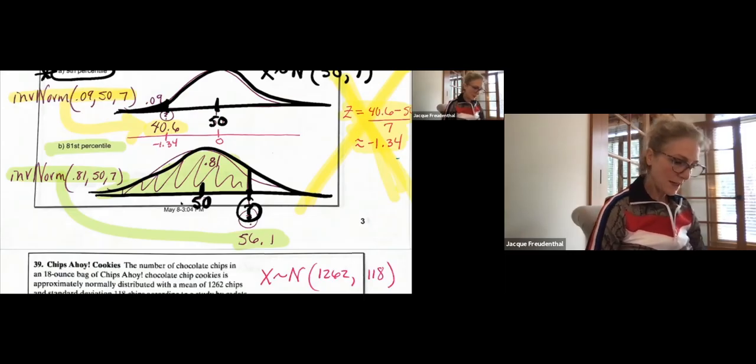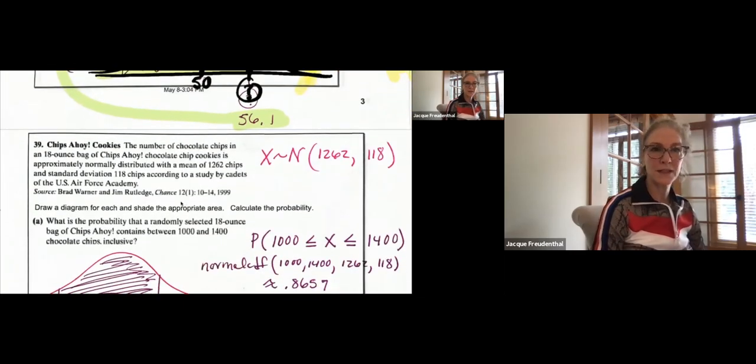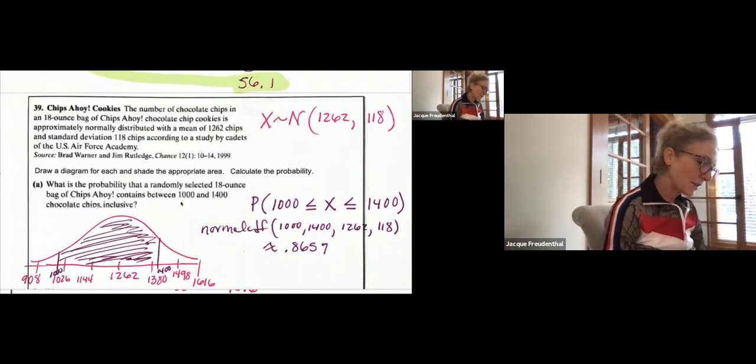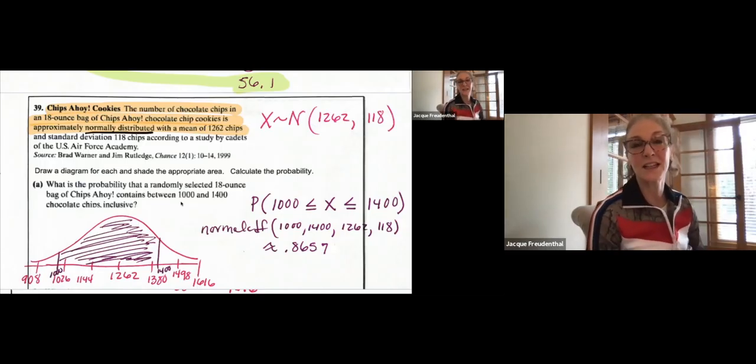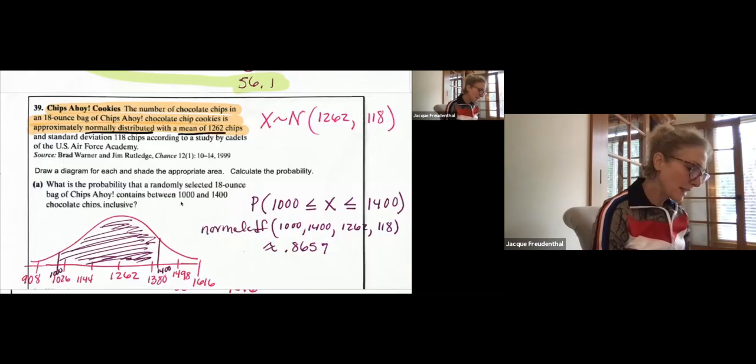Okay, we're going to go on to the next slide, and I'm going to do this one with the calculator, and then I'm going to do the rest of them on StatCrunch. So this is the last one I'm going to do on the calculator. So let's just read the paragraph. Chips Ahoy cookies, the number of chips in the 18-ounce bags of Chips Ahoy chocolate chip cookies is approximately normally distributed. Okay, so it gives us the kind of distribution it is. You're going to learn another kind of distribution called the T distribution. You're going to learn that soon. But this is normally distributed. It gives you the mean and it gives you the standard deviation.